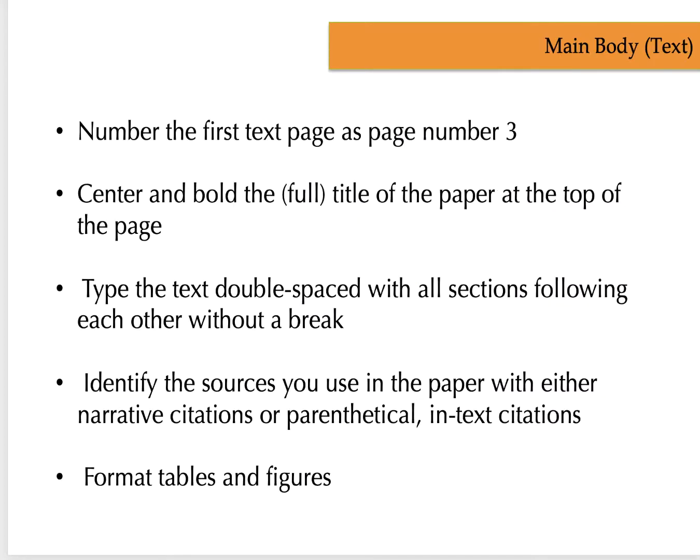So let's look at the main body of the text now. We number the first page as page 3. Why do we number the first page as page 3? Well, it's because page number 1 is a title page, and page number 2 is the abstract that we were just looking at. Start with typing the essay title, centered and bolded, at the top of the page.